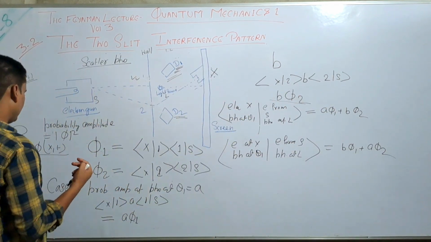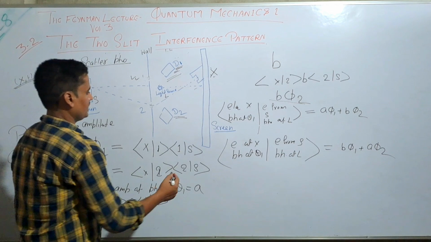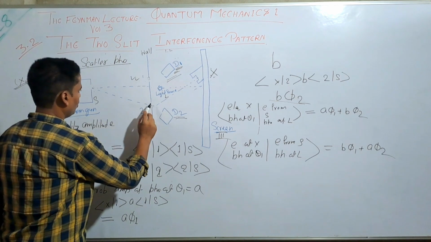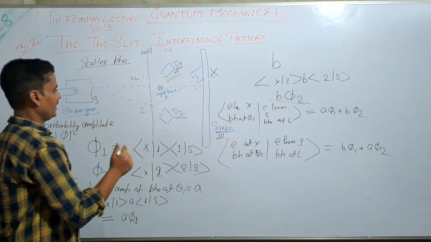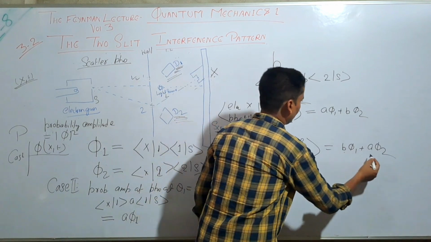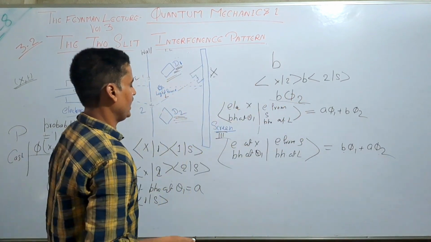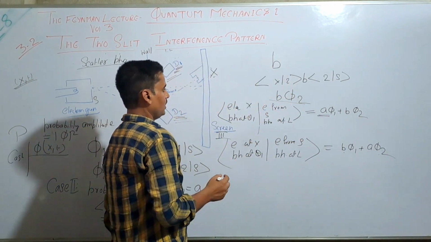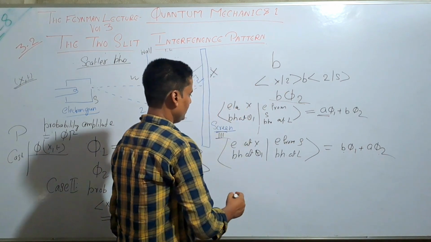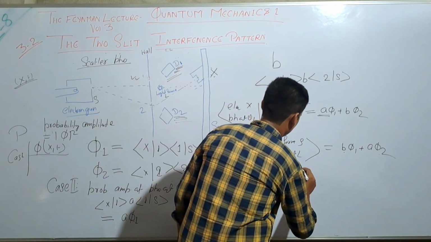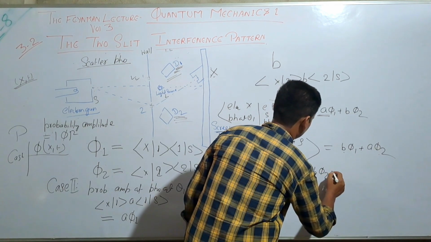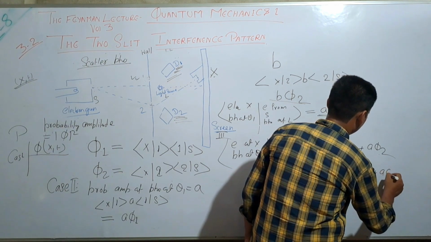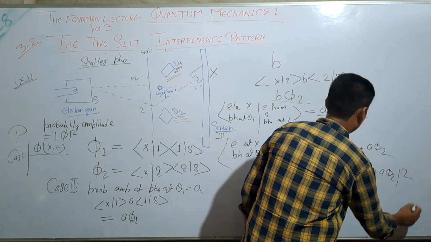Now take the third case. This was the second case. In the third case, the electron has gone through hole 1 or hole 2, but the photon has ended up at detector D2. So it will be B phi 1 plus A phi 2. We have reversed the probability amplitudes. Now the total probability will be the square of all these terms: the square of A phi 1 plus B phi 2, plus the square of B phi 1 plus A phi 2.